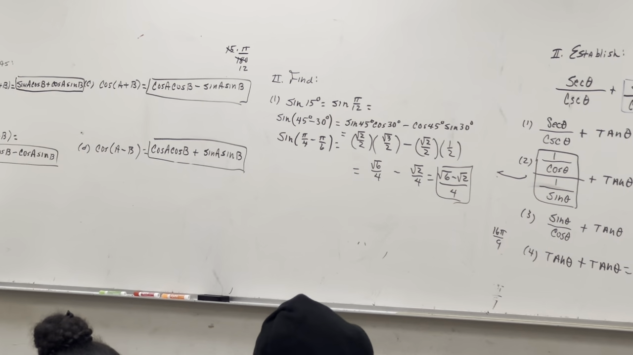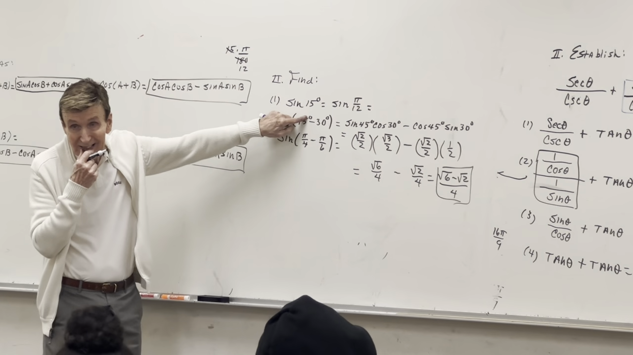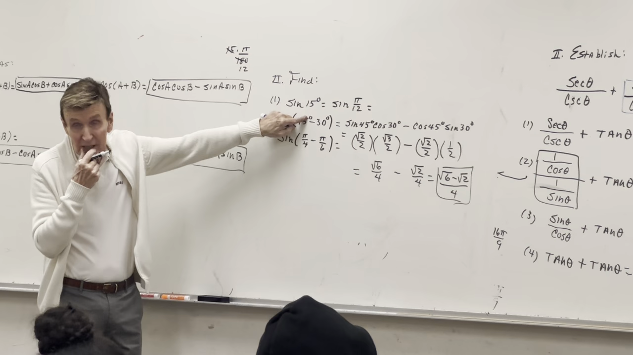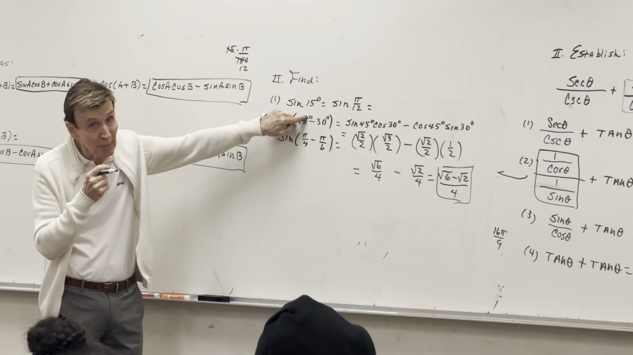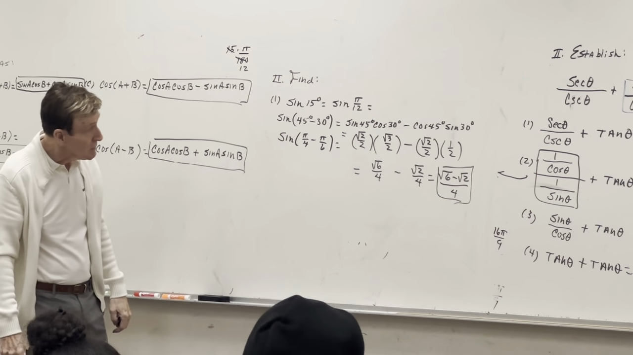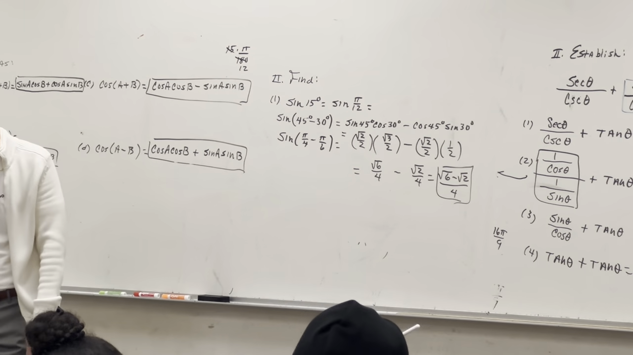Now what is that? It's not on the unit circle, but what is it? That's the exact value for sine of 15 degrees. That's its value. You could not find this on the unit circle, you had to use a formula. You guys with me? Okay.